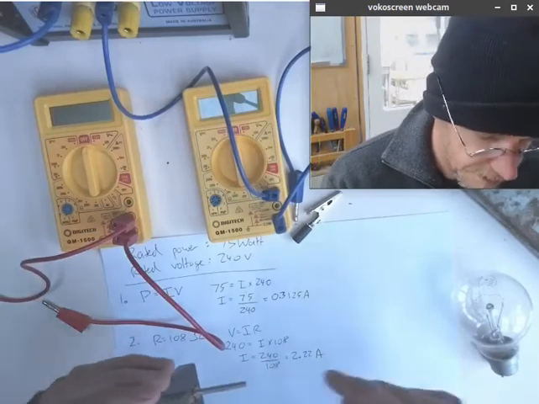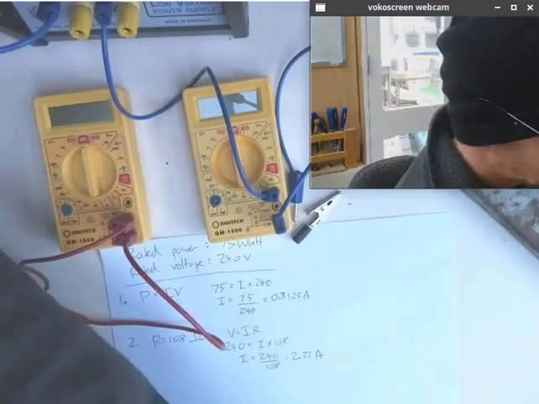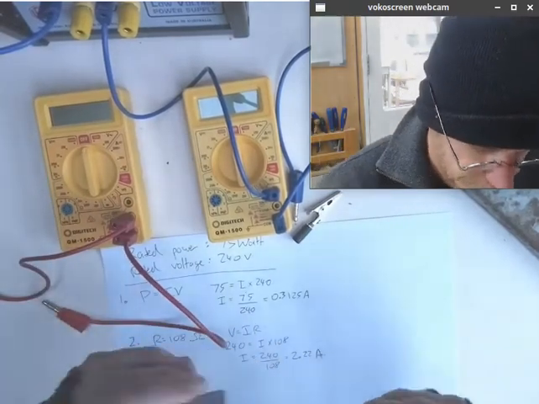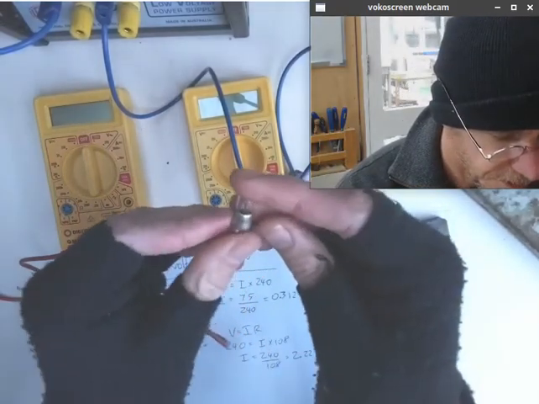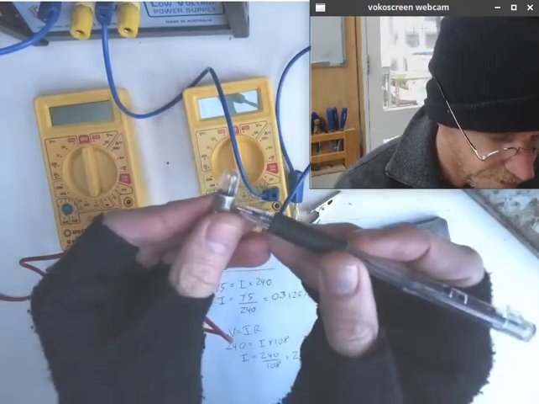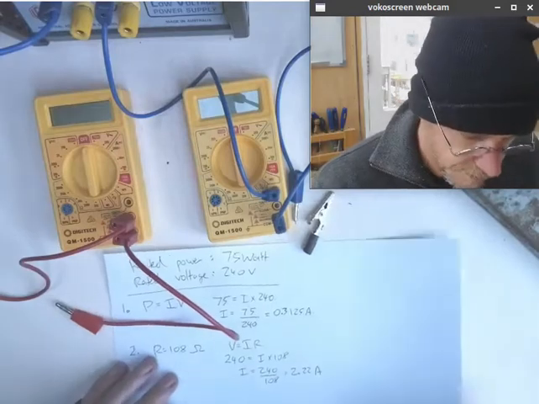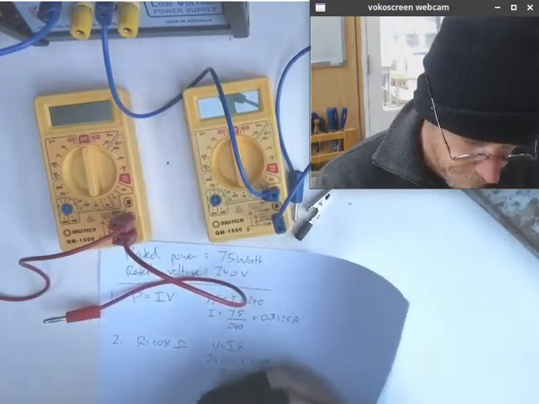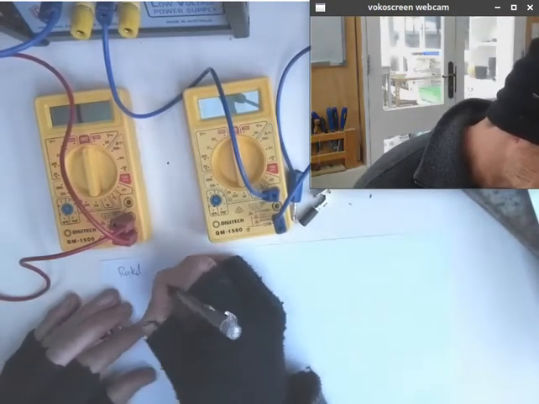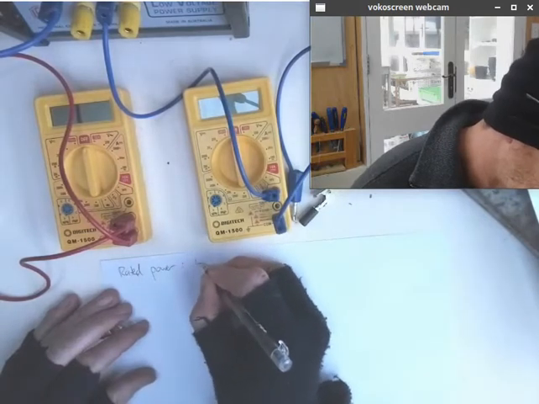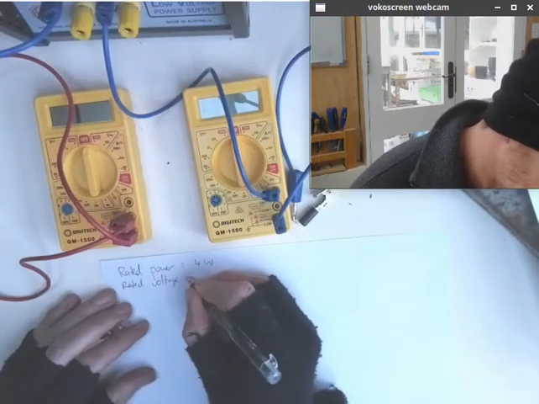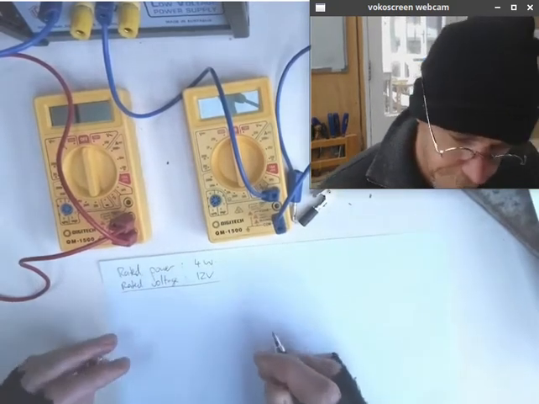So here's a 12 volt bulb in a holder. I'm going to take it out for a moment. We'll have a look at it. Now, I don't know how well you'll be able to see this under the camera, but marked right here it says 4W 12V. So the 12 volt bulb has a rated power of 4 watts and a rated voltage of 12 volts.